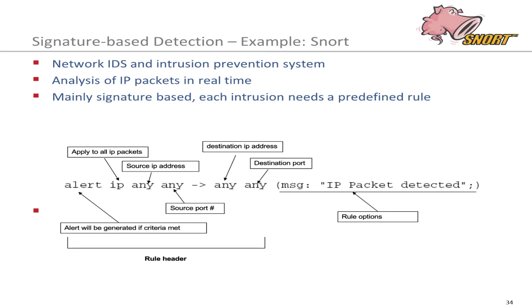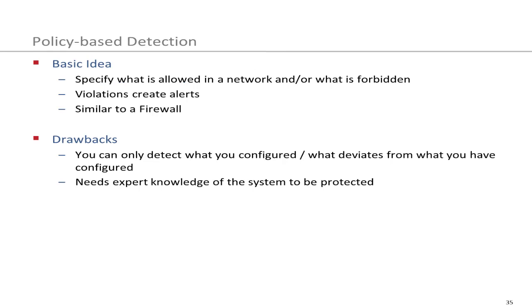Then we go to policy-based detection. Again, it defines what is allowed, or maybe sometimes what is forbidden, but usually what is allowed. A violation creates an alert, and that's similar to a firewall, just a little bit softer, right? Because if the firewall detects something that's not allowed, it just blocks it, and here it will create an alert or maybe notify someone.